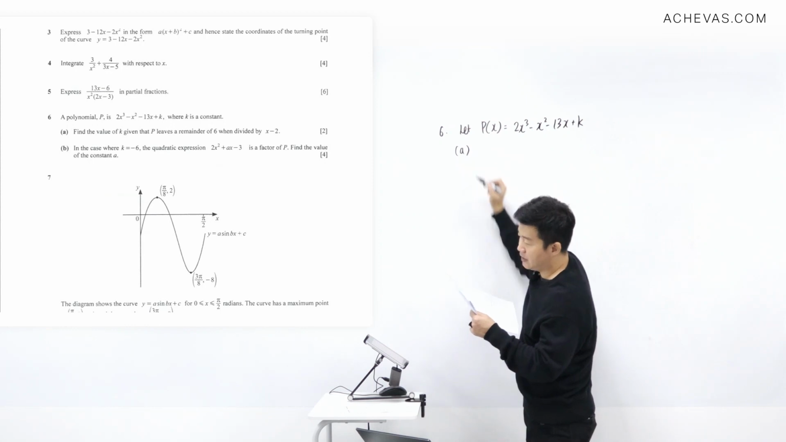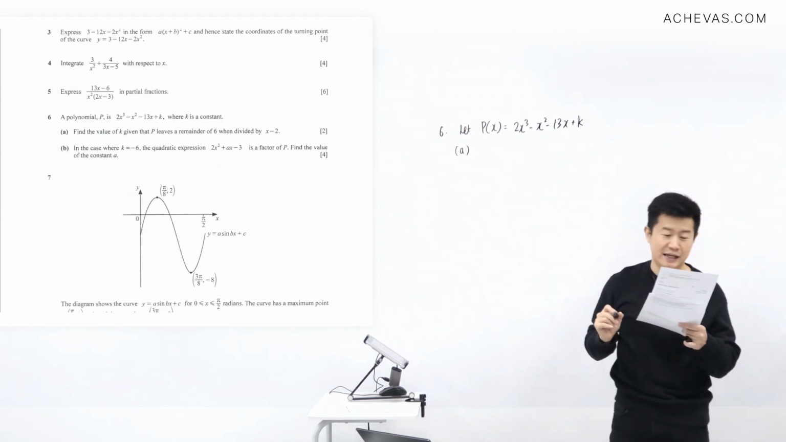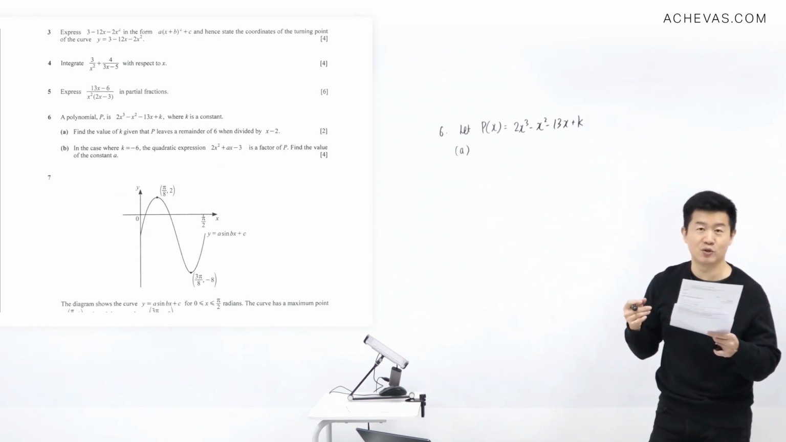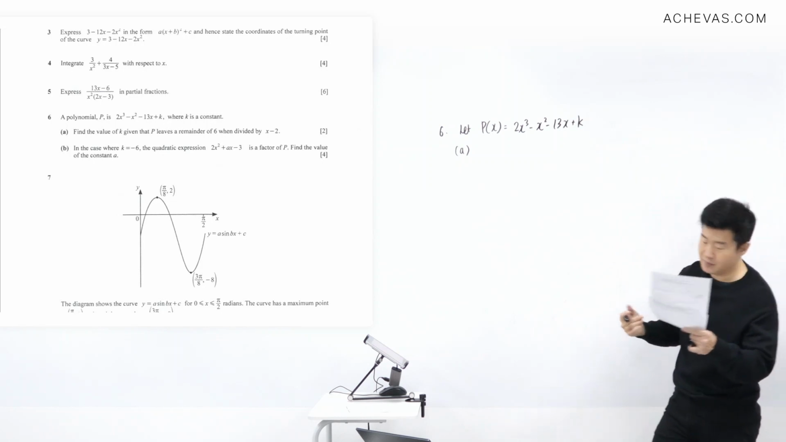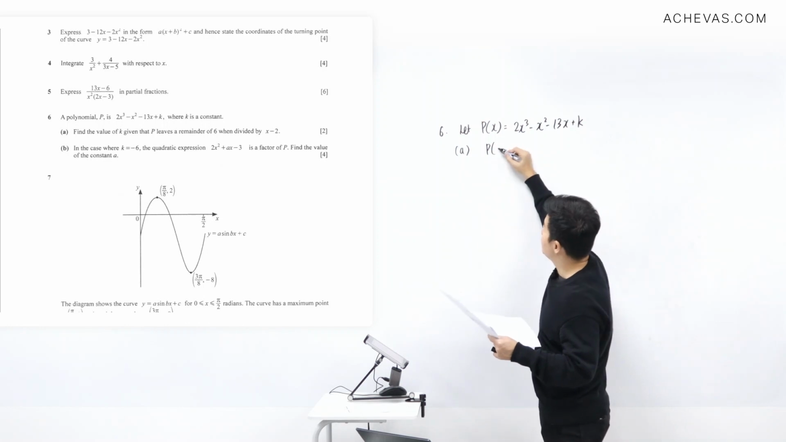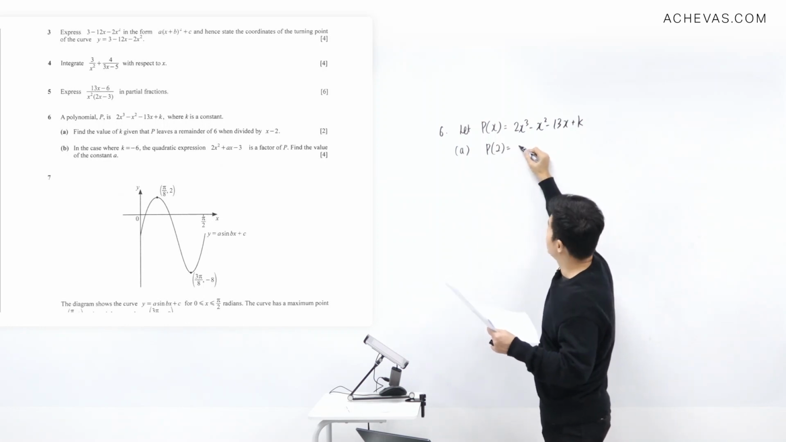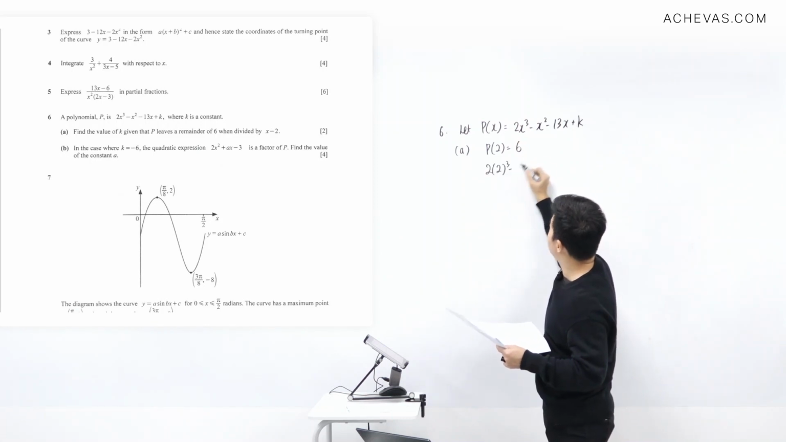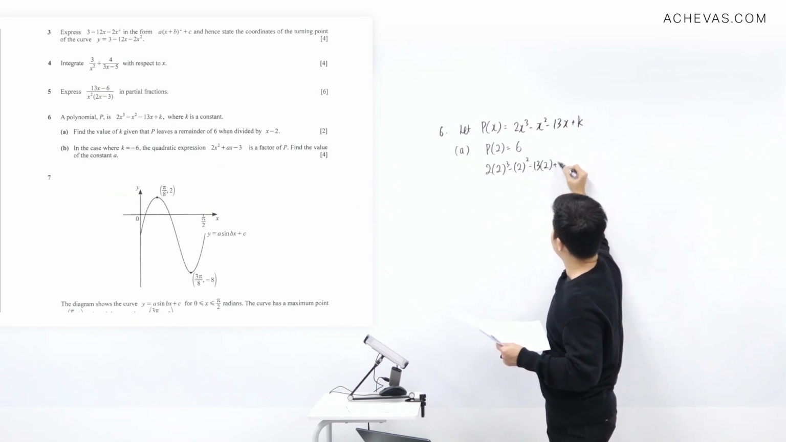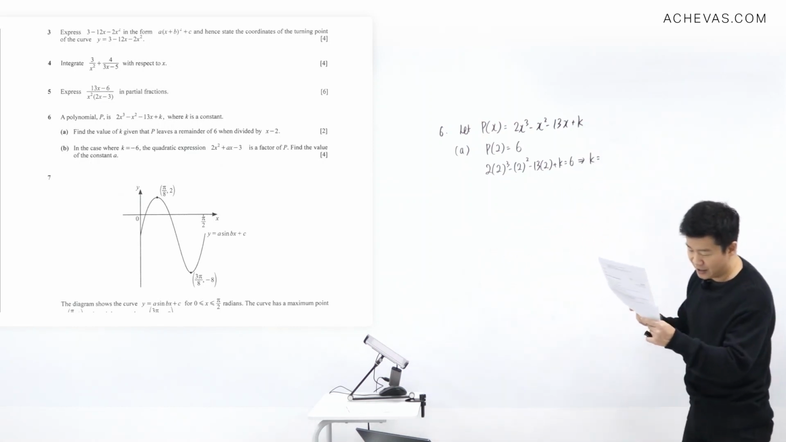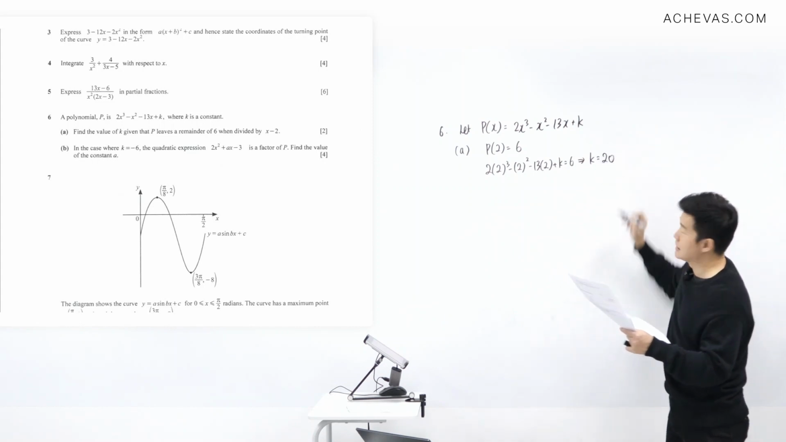And in part A, we are supposed to solve for k when we are given that this polynomial is going to leave a remainder of 6 when it is divided by x minus 2. So we're going to make use of the remainder theorem. The remainder theorem tells us that when P is divided by x minus 2, P(2) is going to give us the remainder 6. So P(2) is equal to 2 times 2 to the power of 3 minus 2 squared minus 13 times 2 plus k, where x is replaced by 2, and this is equal to 6. This will help us to solve for k. k is going to be equal to 20.